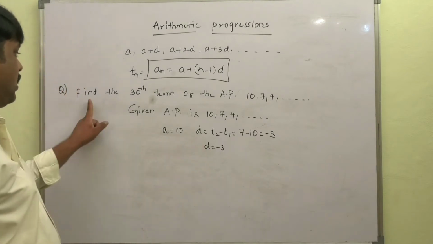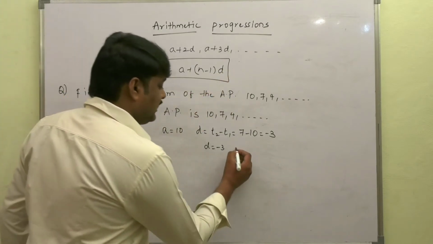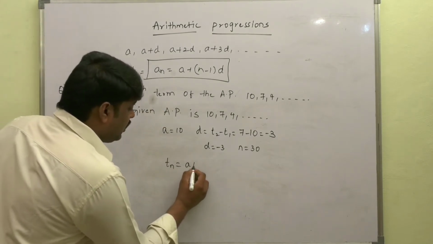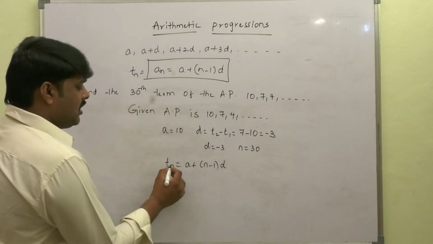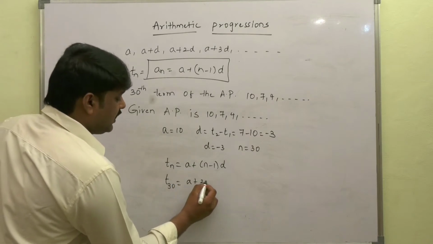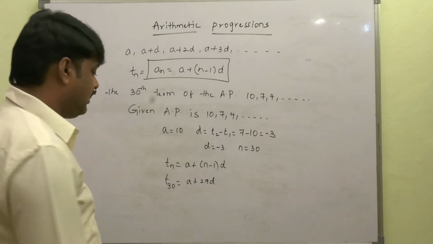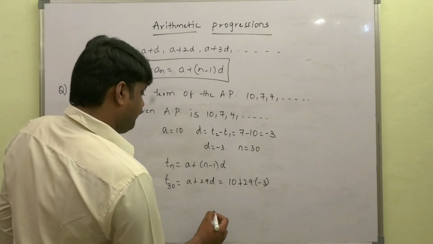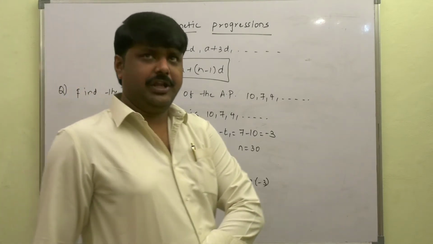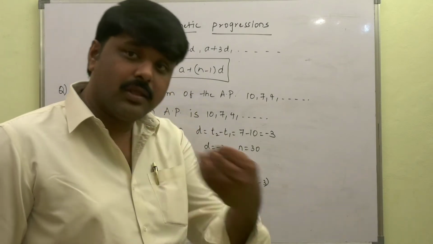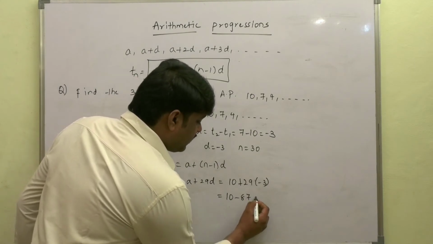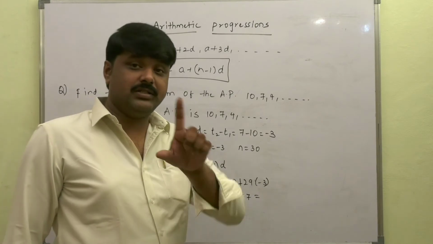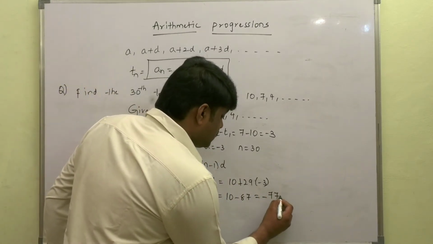We know the a and d values. Now the question: find the 30th term of the AP. For the 30th term, what is the n value? 30. Again we shall revise the formula: Tn equals a plus n minus 1 into d. What we need to find is T30 equals a plus 29d. This is what we got first, basically. A value 10 plus 29 into d value, which is -3. 29 into 3: 30 into 3 is 90, subtract 3, 87. So -87. As I just said, when two different signs are there we need to subtract the smaller from the greater. 87 minus 10 is 77. For 87 we have the negative sign, hence the answer is -77.